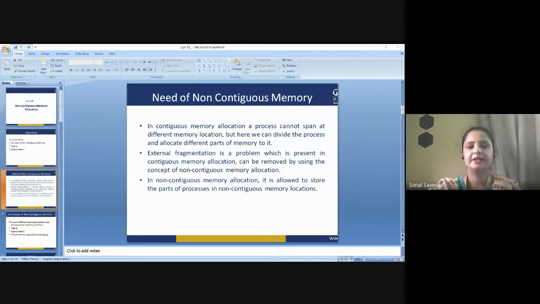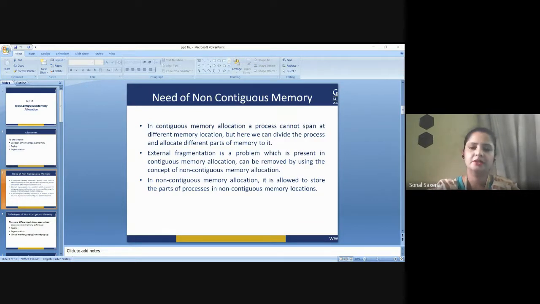So here you can see that in contiguous memory allocation, a process cannot span different memory locations, but here we can divide the process and allocate different parts of memory to it. As I told you, it is one and the same difference that we are seeing. In contiguous memory allocation, we need to allocate consecutive memory locations to all the processes. But when we talk about non-contiguous memory allocation, this is not possible.